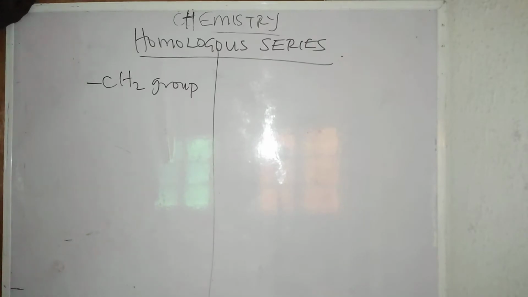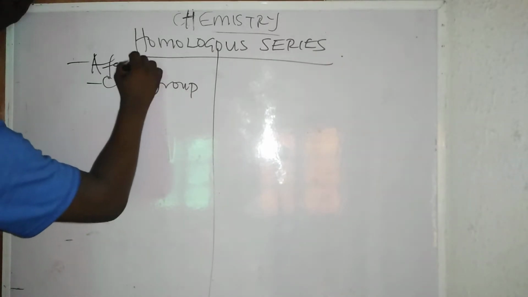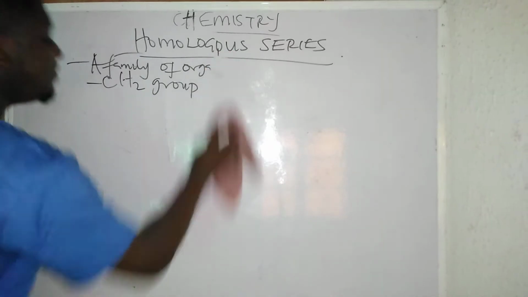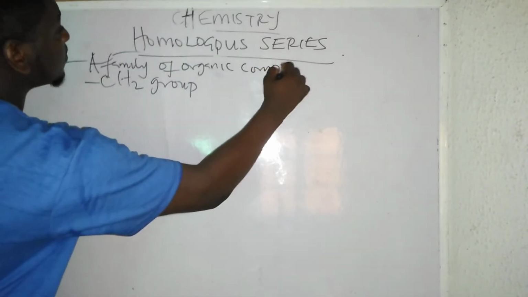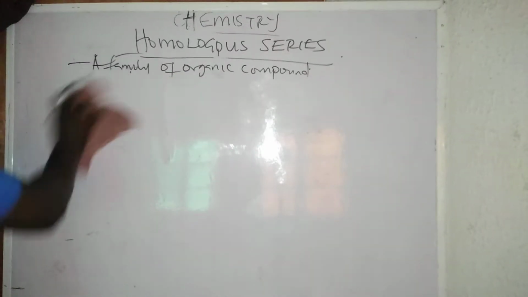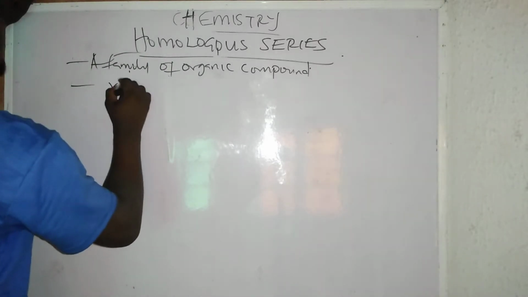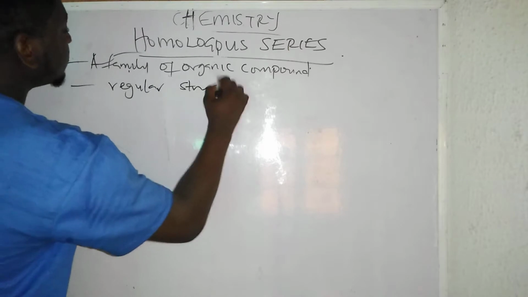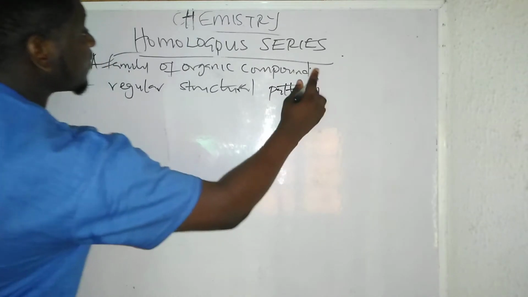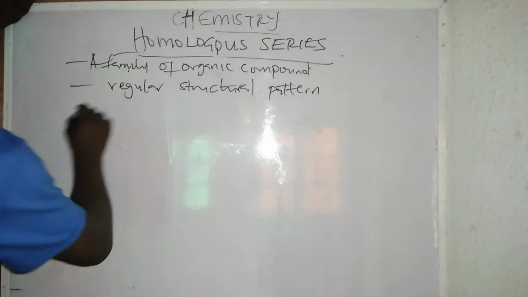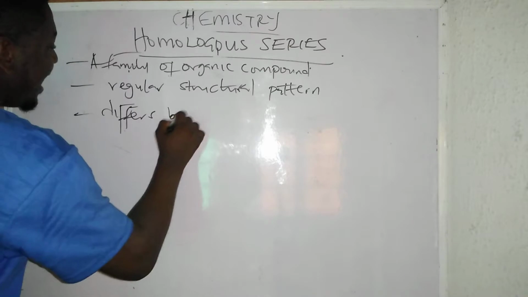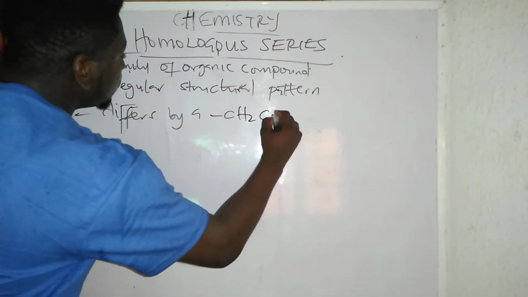Like I said, homologous series is a family of organic compounds that follows a regular structural pattern. I want us to look at the keywords there: follows a regular structural pattern, by which each successive member differs by a CH2 group.